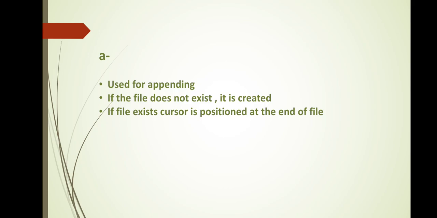Next mode is your A mode. Now this mode is used for appending. Appending means the original contents of the file will not be deleted and the cursor will be positioned at the end of the file, so that whatever you write now will be added to the file, right? The contents will not be deleted. But if the file does not exist, then it will create a new file in append mode also, just like the write mode. This is an example.